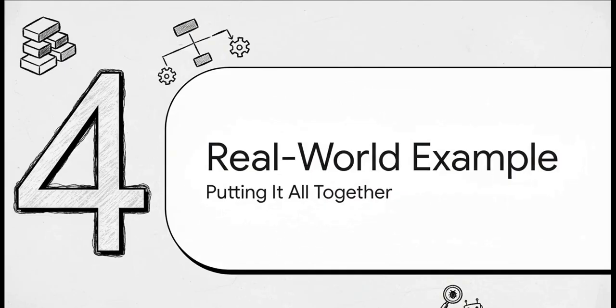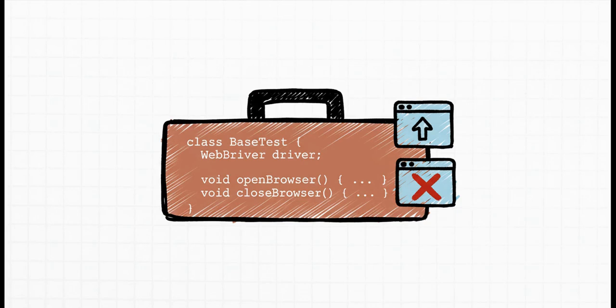All right, we've gone through all the individual powers. Now for the really fun part. Let's see how they all work together in a real-world automation script, the kind of thing you'd actually be writing as a tester. So first, we'll create this parent class. We'll call it base test. Its only job is to handle the stuff that every single test is going to need, opening the web browser and closing it. We write this code just once.